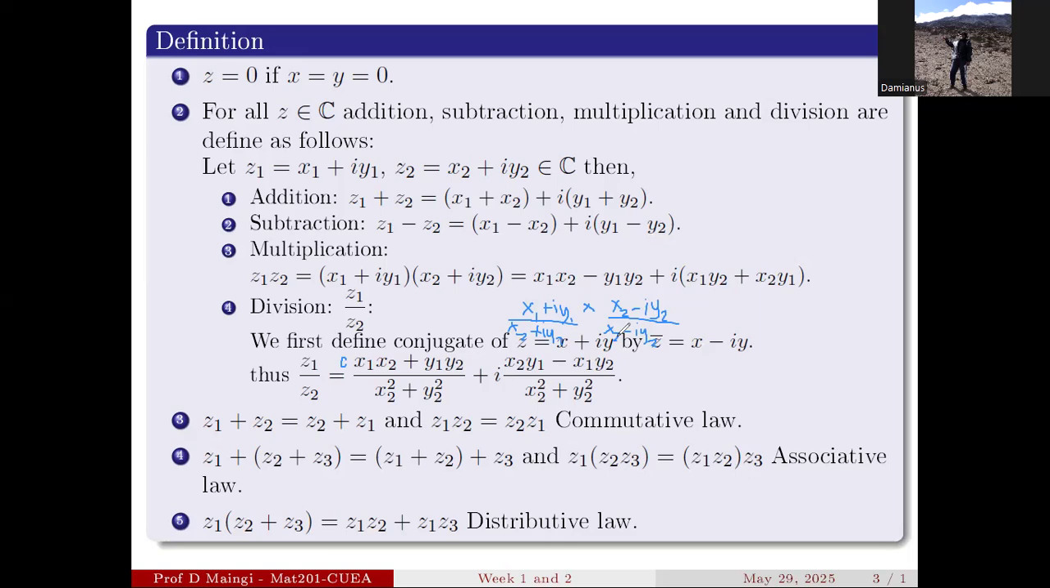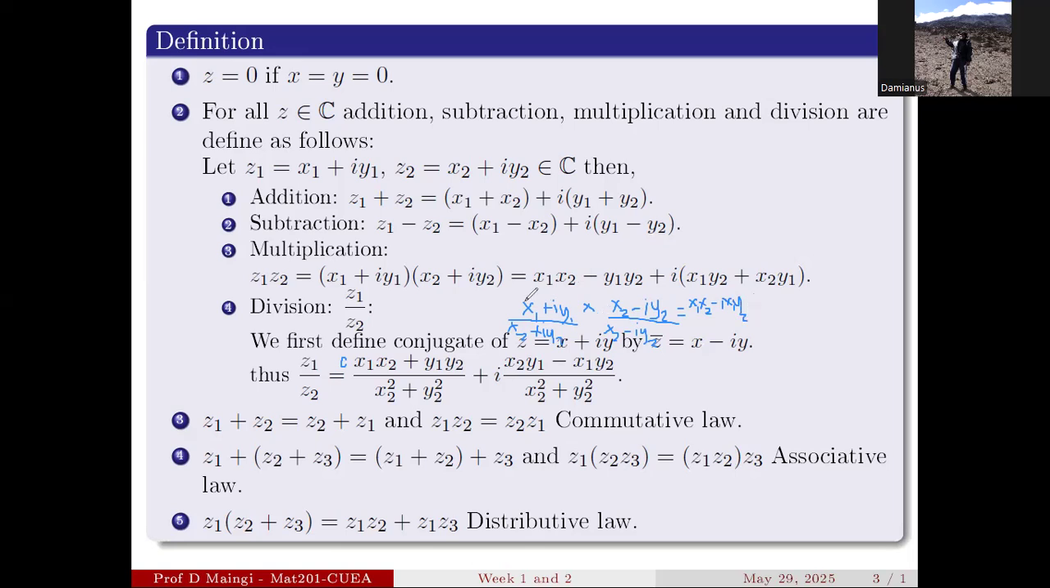So Z1 over Z2 now reduces to this. And now you have two things you need to multiply: X1 plus iY1 times X2 minus iY2. If you perform the multiplication here, what will you get? It will be X1 X2, this times this, minus X1 multiplied by iY2, so it will be i X1 Y2.